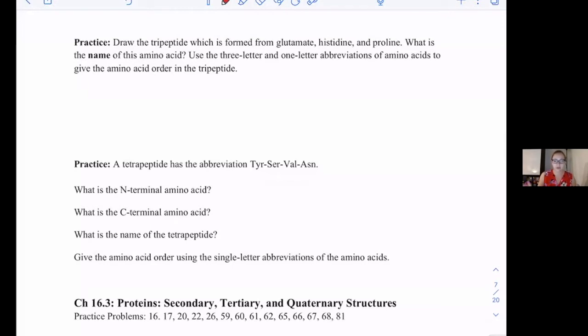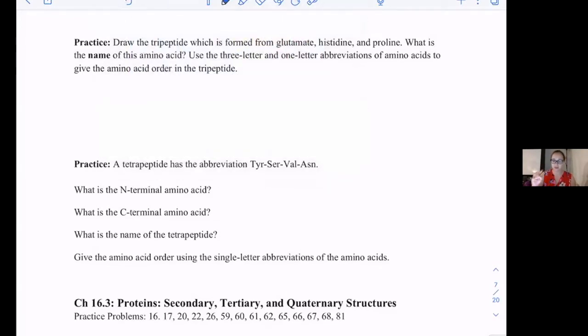Okay, so this is pretty much the same thing. We're going to draw our peptide and then name it using the full names, the 3-letter abbreviations, and the 1-letter abbreviations to show the correct order. So let's start out by drawing our tripeptide.